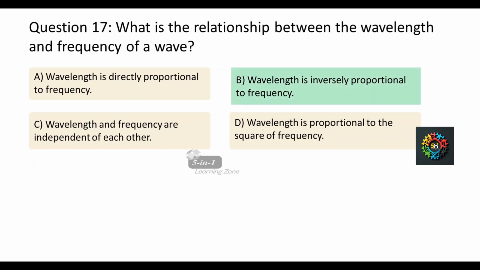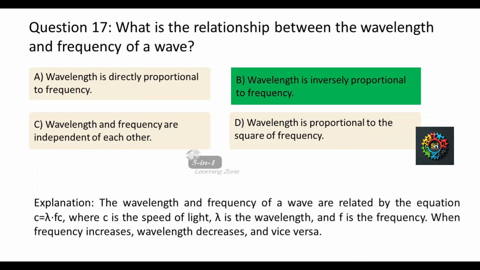Answer: B. Wavelength is inversely proportional to frequency. Explanation: the wavelength and frequency of a wave are related by the equation c equals lambda times f, where c is the speed of light, lambda is the wavelength, and f is the frequency. When frequency increases, wavelength decreases, and vice versa.